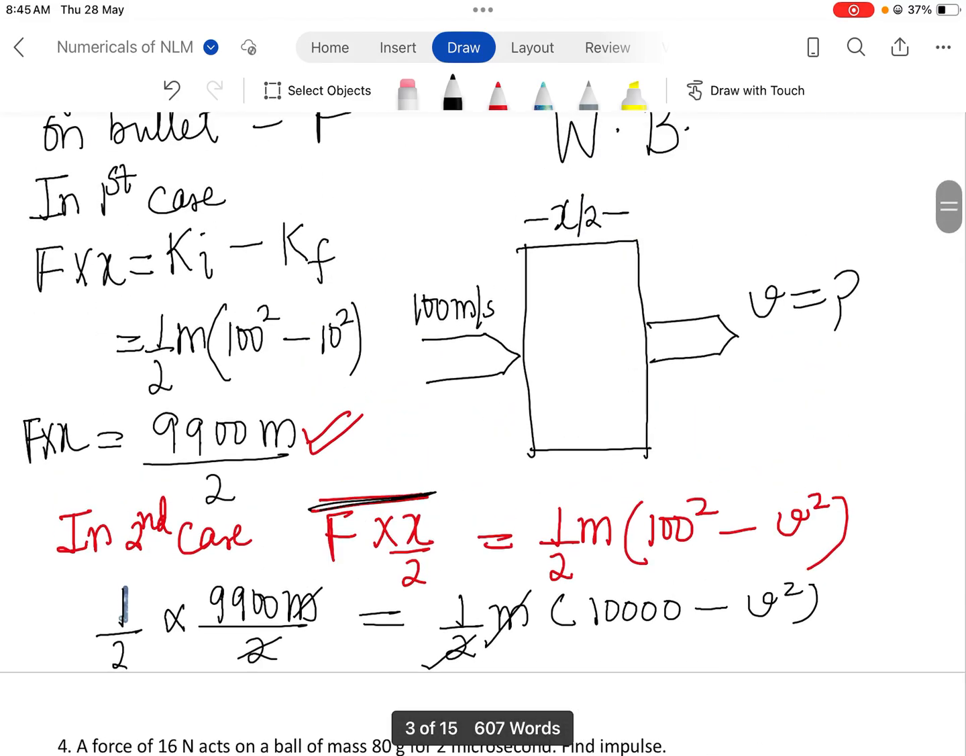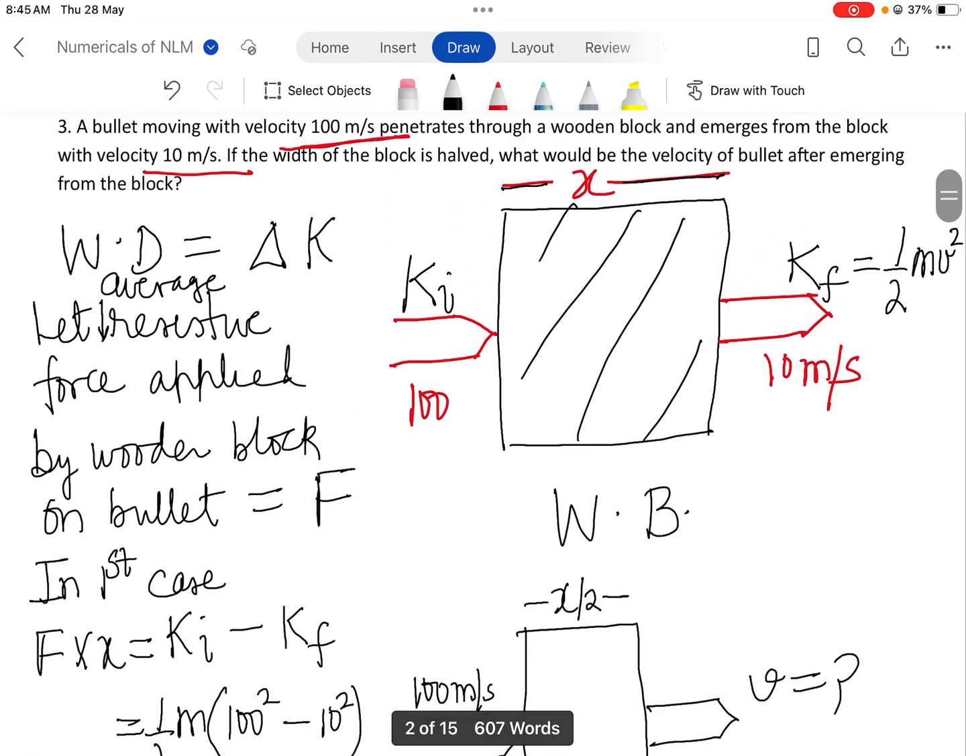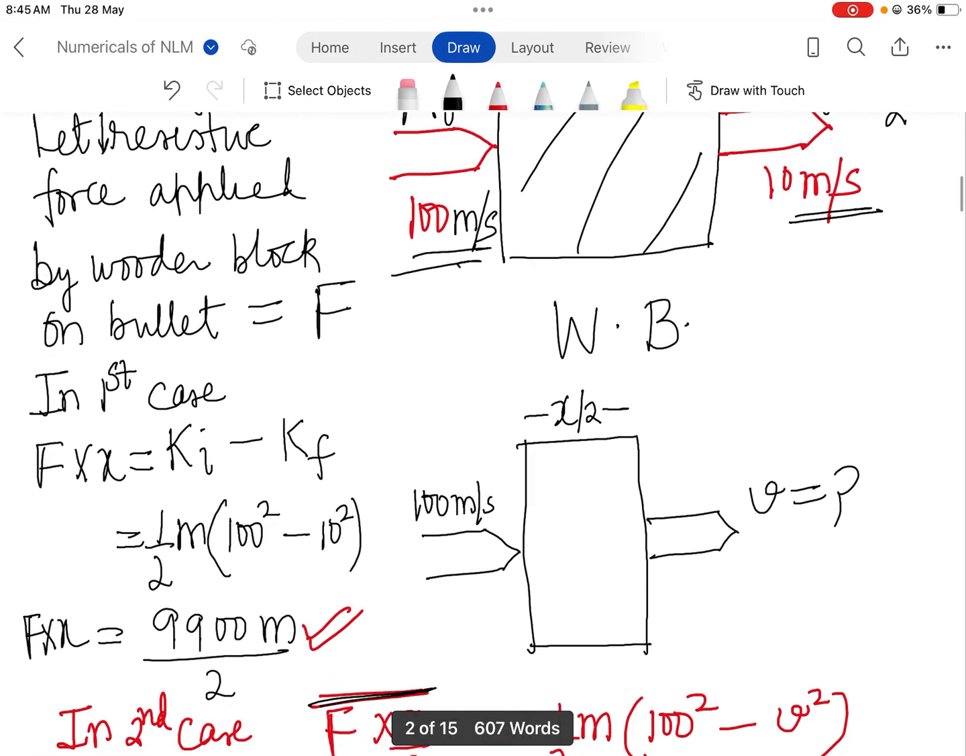So you will do by using work energy theorem. And another way is what? You find out the acceleration. It is clear. Acceleration means retardation. You find out the retardation by using the first case and then do. So that way also you can do.